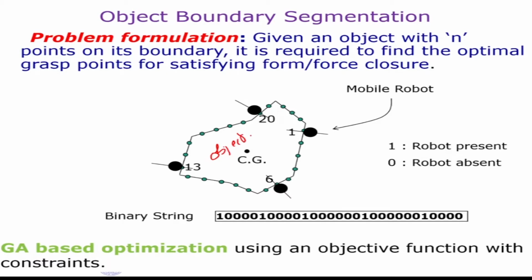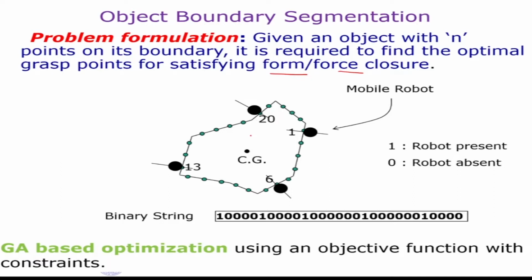So what we do first of all is that we segment the boundary. Now this is a continuous object, right? In order to check where the fingertip can be placed, that is discrete. So if I take this side and divide it into these points, the fingertip can be placed at these points. For example, here the finger cannot be placed, on a corner. So I first segment the boundary. Given an object with n points on its boundary, we are required to find the optimal grasp points for satisfying form closure or force closure. So that is the problem.